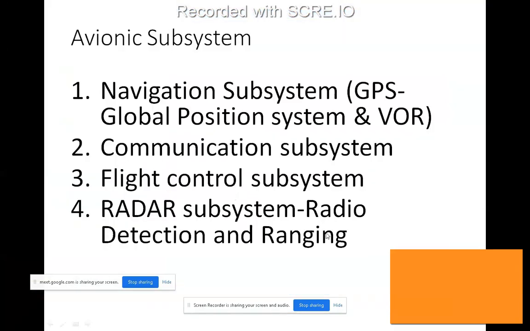So, the avionics subsystem only, we are going to see. The navigation subsystem, in which you will have GPS and VOR, and then the communication subsystem, flight control subsystem, and radar subsystem, that is radio detection and ranging. These are the subsystems available in the avionics system. First, we are going to see the navigation subsystem.